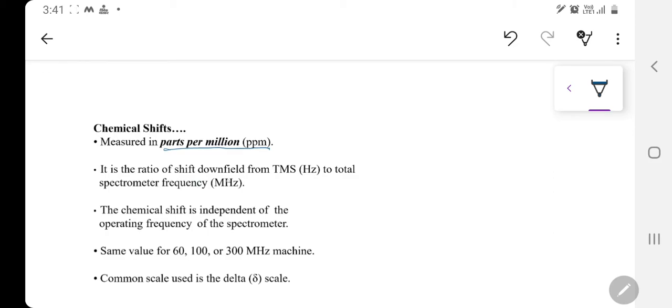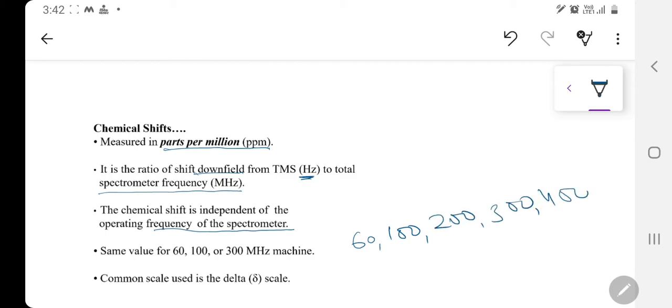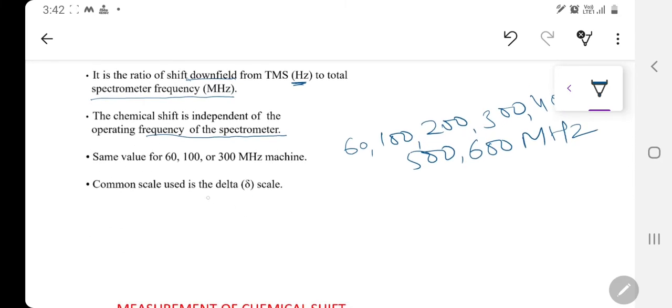It is the ratio of the shift downfield from TMS, in hertz, to the total spectrometer frequency in megahertz. The chemical shift is independent of the operating frequency of the spectrometer. The value varies: 60, 100, 200, 300, 400, 500, and the earliest one is on 60 megahertz. The common scale used is the delta scale.